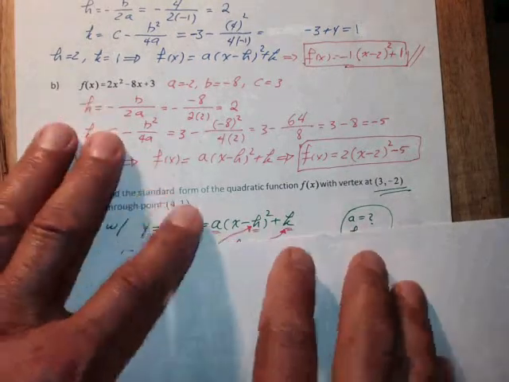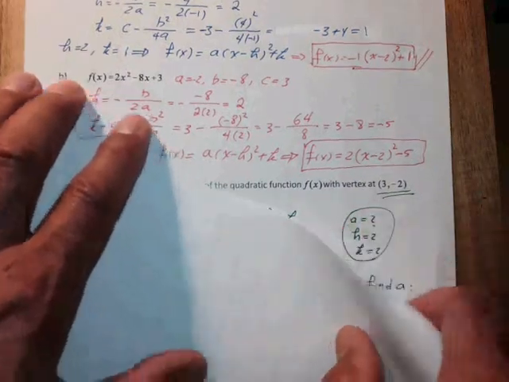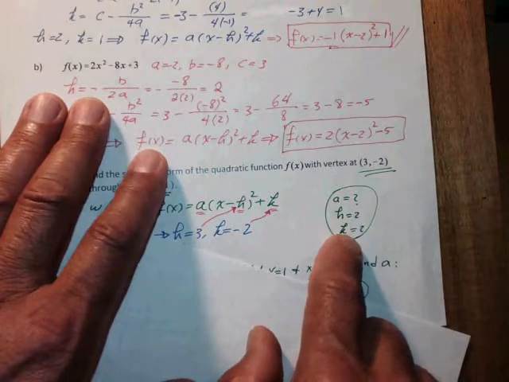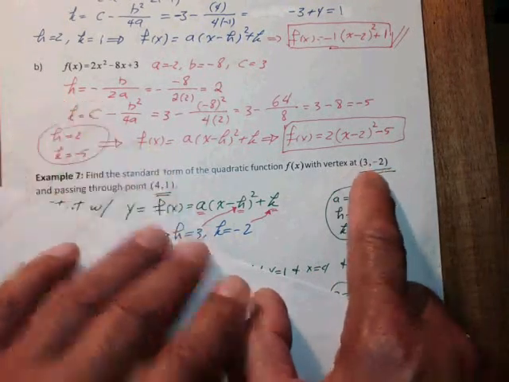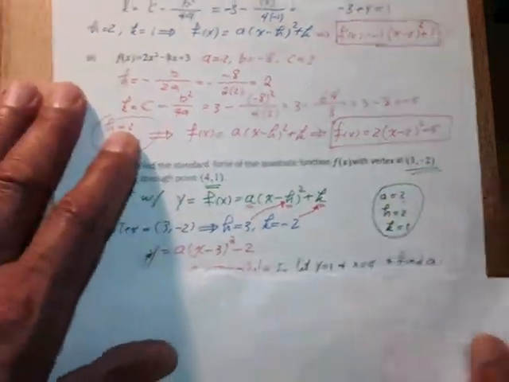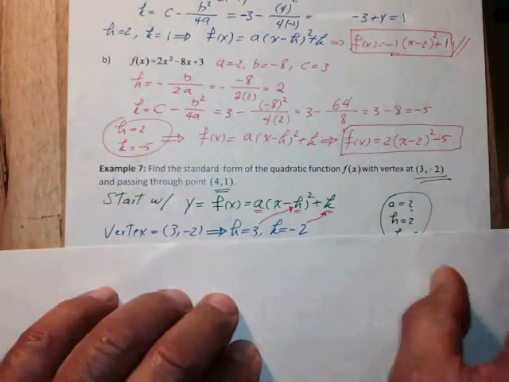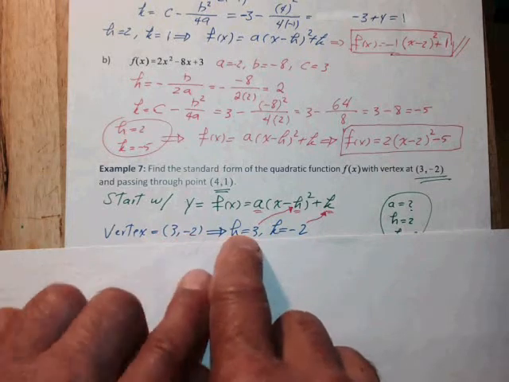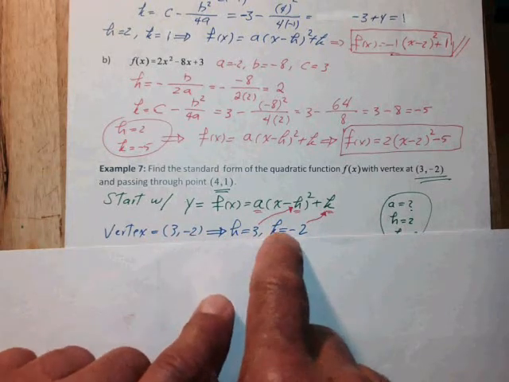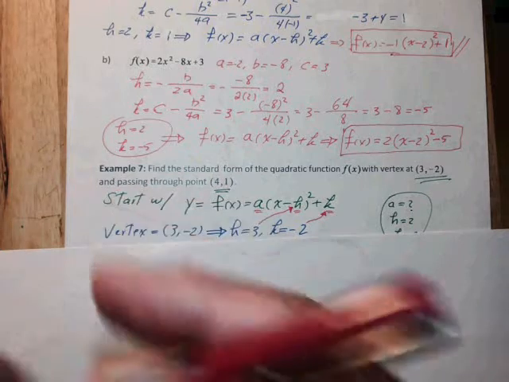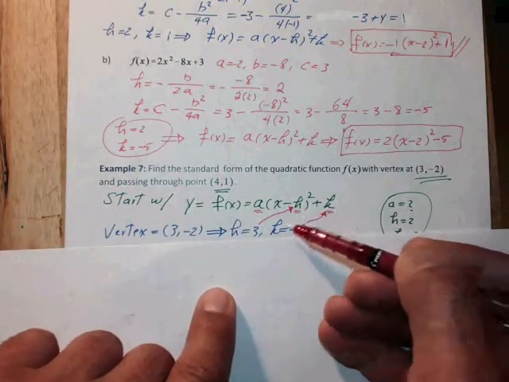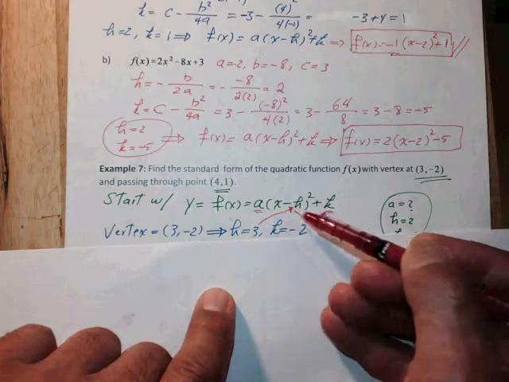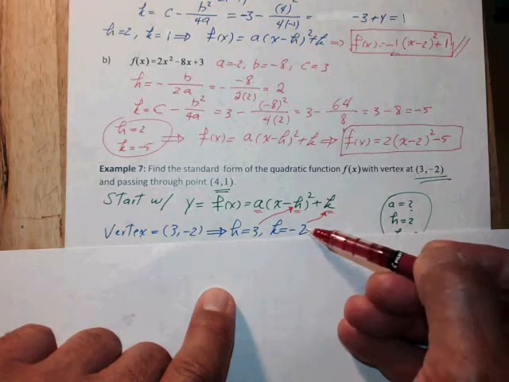I need to have a, I need to have h, I need to have k. Well, I have h and k. See, the vertex is given to me by the problem. So the vertex is 3 and negative 2. So h is 3, k is negative 2. So the first thing you do, you replace this h and k by these two numbers.